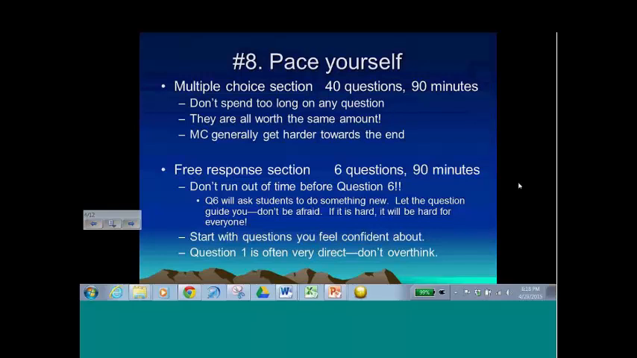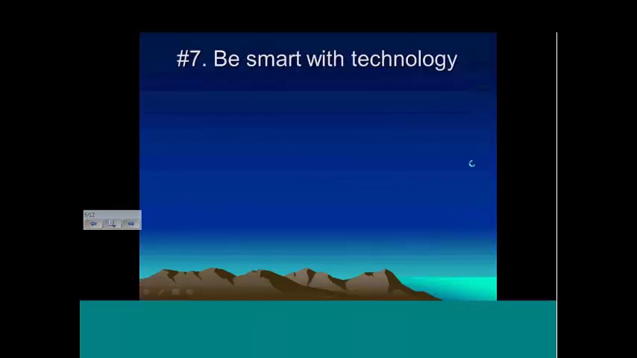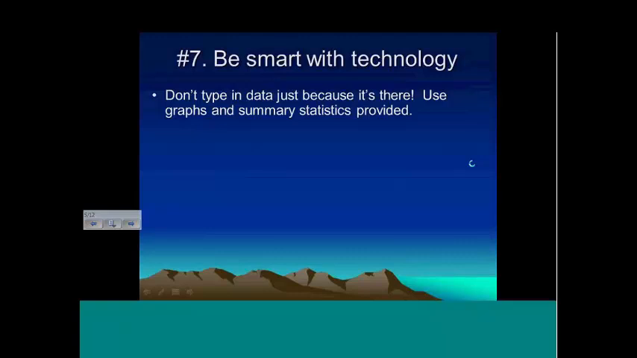All right, so now on to number 7, which is be smart with technology. The first tip is to not type data in just because it's there. I've been talking with my students about this a lot recently, that a lot of times they'll provide the data, but then they'll also give summary statistics like the means and standard deviations or the equation of a least squares regression line. And in many cases, they don't actually need to use the raw data. They can use the other information provided.